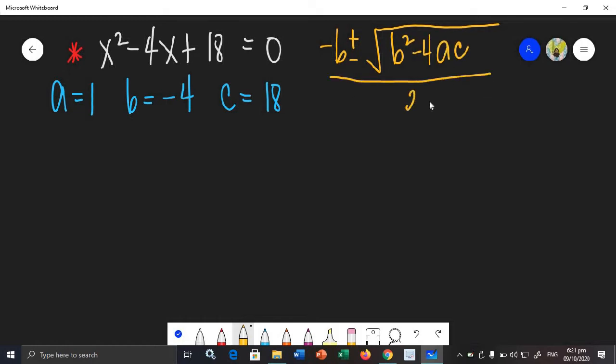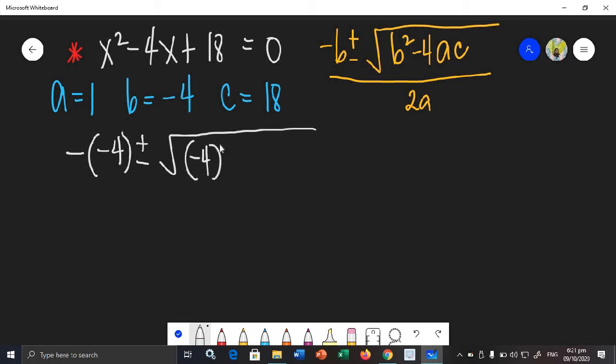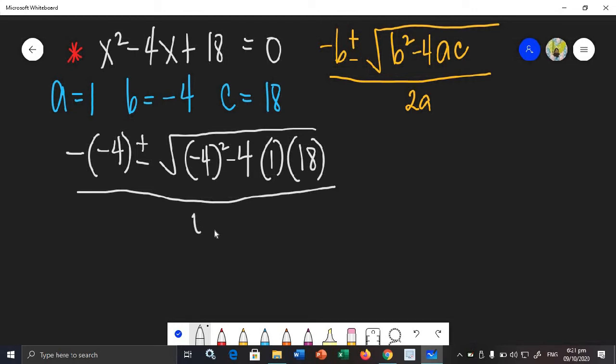So, yan po yung gagamitin natin for us to get the extraneous roots. So, this will be our solution. I'm going to substitute these values in the formula. So, negative times the quantity, the value of your B is negative 4. Okay? Positive, negative, square root of negative 4 squared minus 4. Ayan. All over 2 times 1.